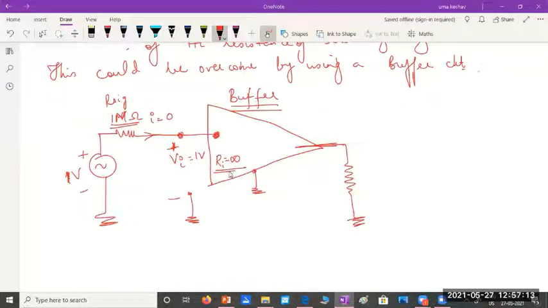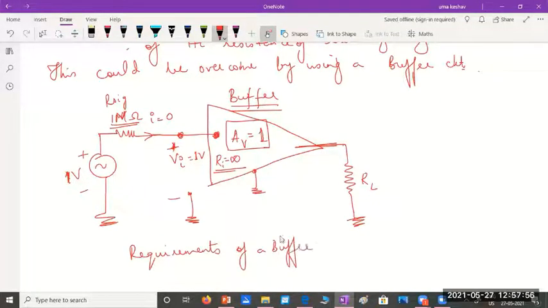The next condition which is needed in this buffer is what? I have given 1 volt at the input, and I want the same 1 volt to appear at the load. So this buffer should have a voltage gain of 1. In the sense, it should simply pass on the input signal to the output side. So this is the second requirement of a buffer. You list the requirements of a buffer.